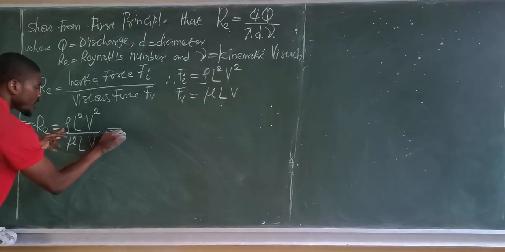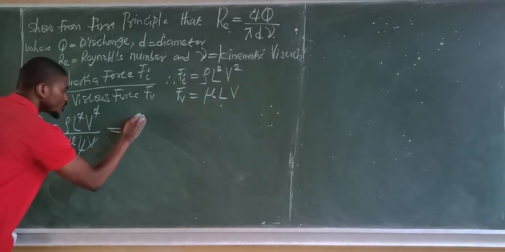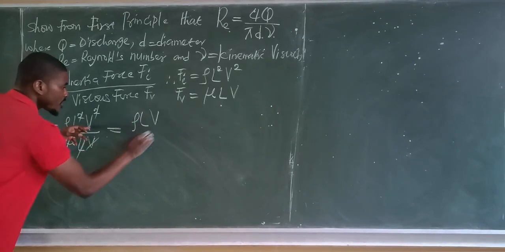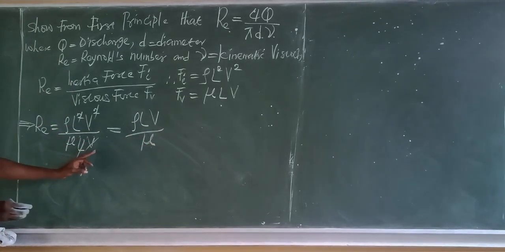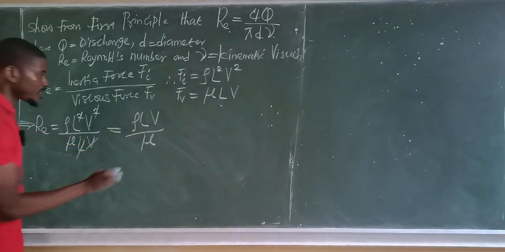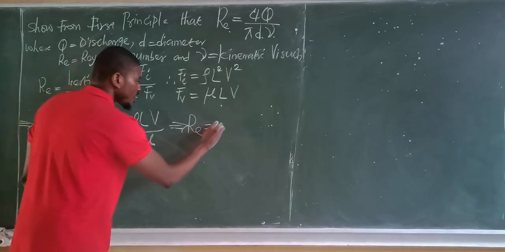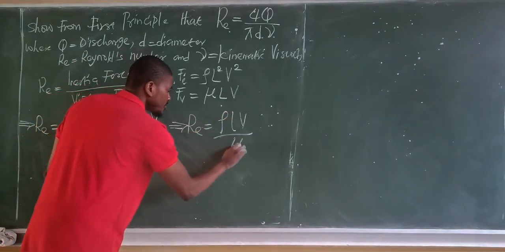So if we do this, now observe that one of these L cancels this L here, and V here cancels one of the V here. So I'm simply left with what? Rho times one L times V all over mu. So this becomes our Reynolds number. Hence, our Reynolds number, Re, is actually rho times L times V all over mu.